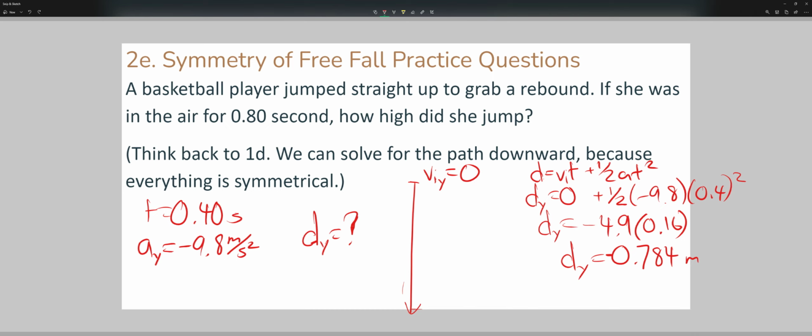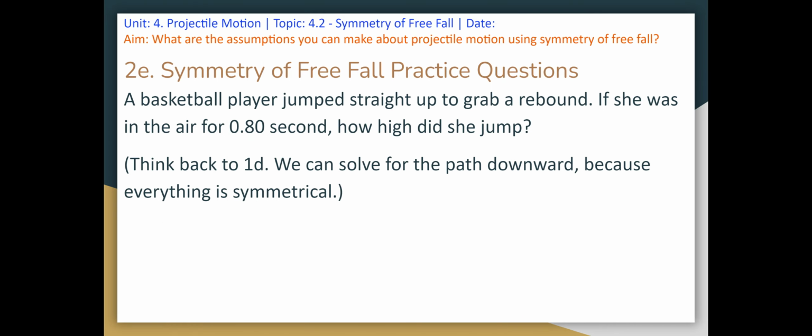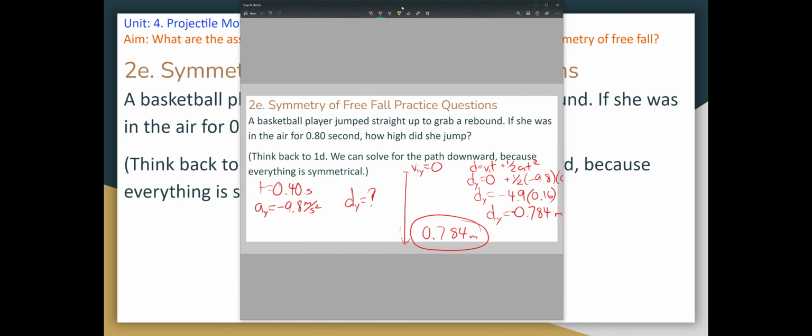But that's not really your answer, because that's your path downward, right? Your displacement. Your height, how high did she jump? You can't really have a negative height. So she jumped 0.784 meters, right? And that's the answer.